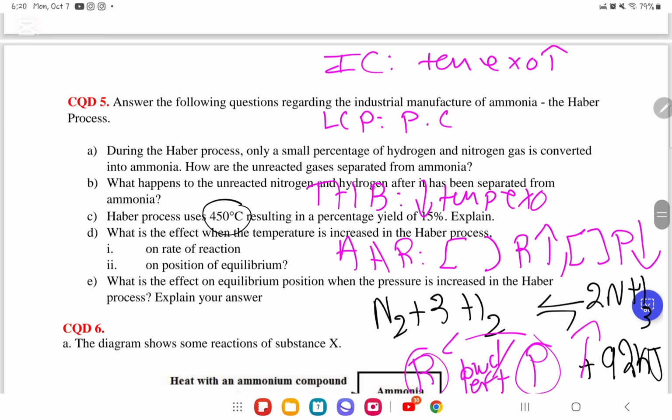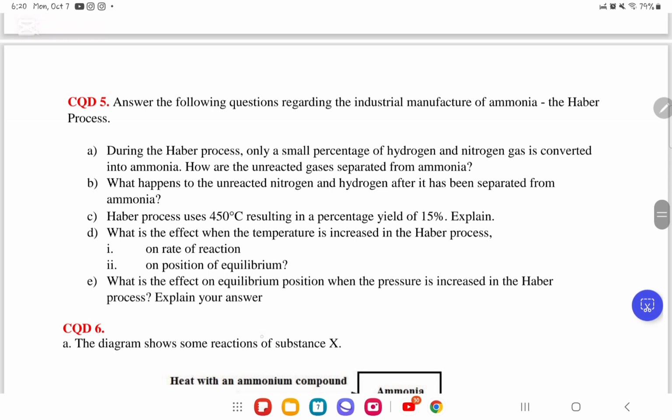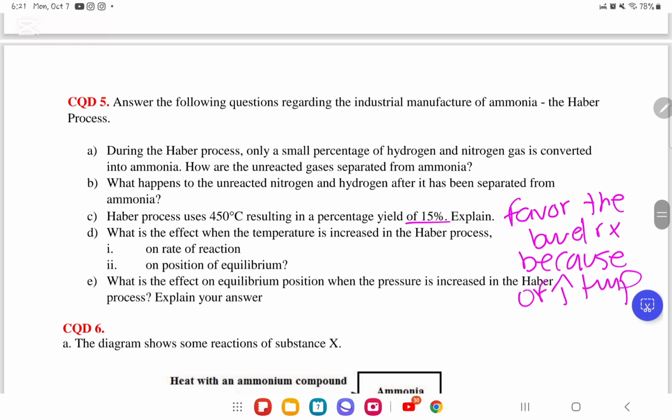So definitely, since products are giving heat to reactants, reactants concentration will increase and products concentration will decrease. So our percentage yield becomes less because it will favor the backward reaction because of increased temperature.